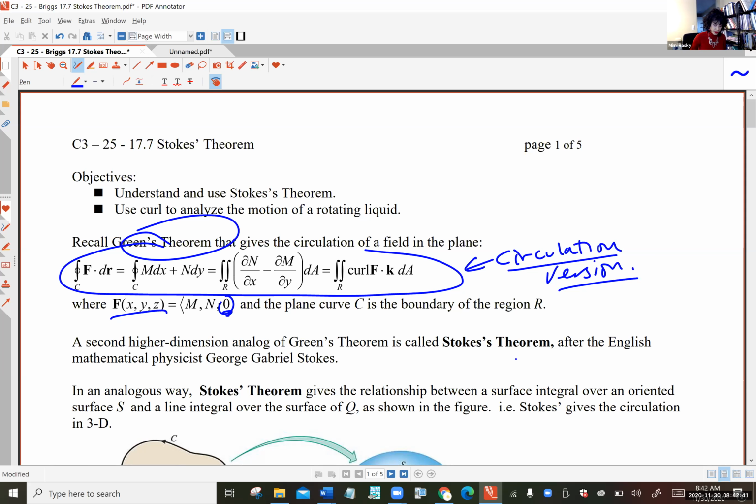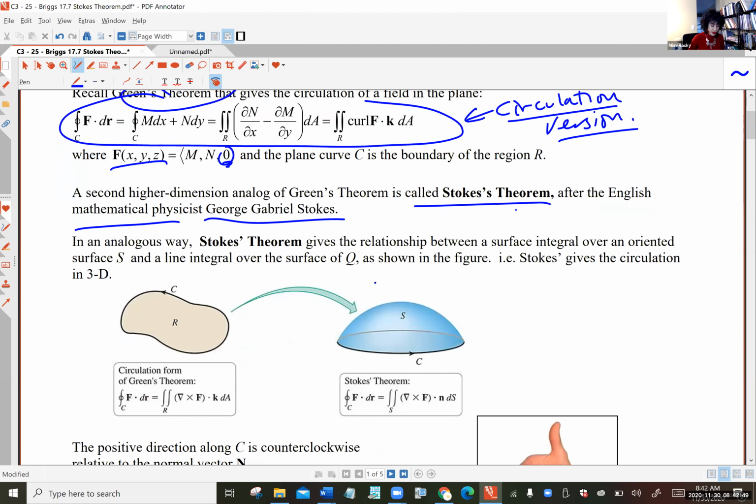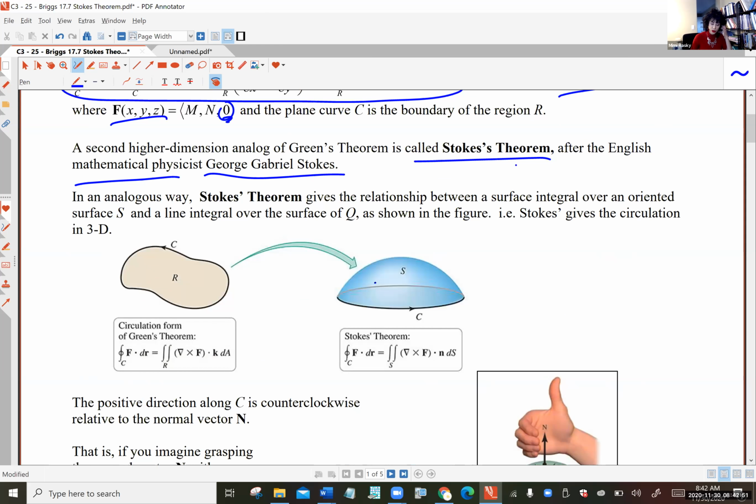Fine. So this higher dimension analog of Green's is called Stokes, and it's named after a mathematical physicist named George Gabriel Stokes. And so this is the way that Stokes works. It gives you a relationship between the surface integral and a line integral. Okay, which is very cool. Now, Green's gave you the relationship between not a surface integral, but a regular double integral and a line integral. So we're going to do somewhat of a similar thing.